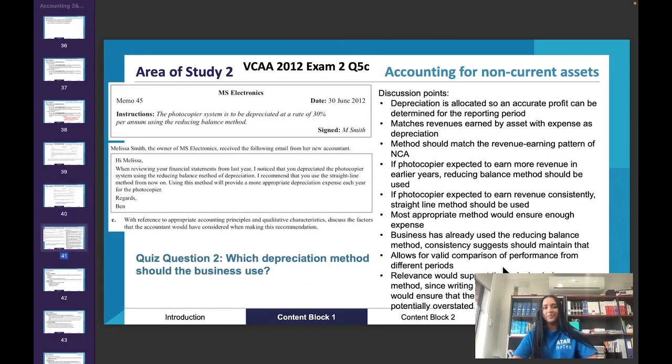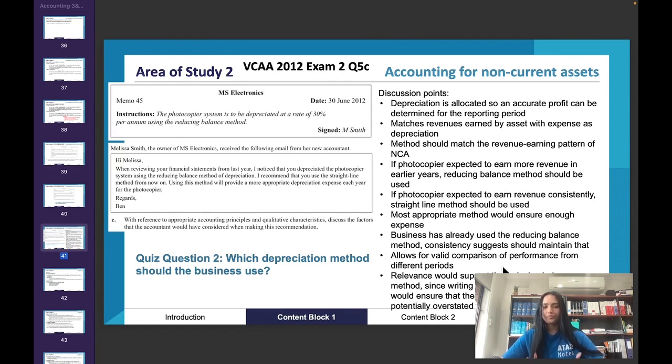Okay, so we'll go through the question now. So here are the points that you could have used in your response. So not only just deciding which depreciation method, but also supporting that decision with reasoning. So first of all, depreciation is allocated so that an accurate profit can be determined for the reporting period. It has to match the revenue earned by the asset. So the most important thing that must be considered when choosing a method of depreciation is the revenue earning pattern of the non-current asset.